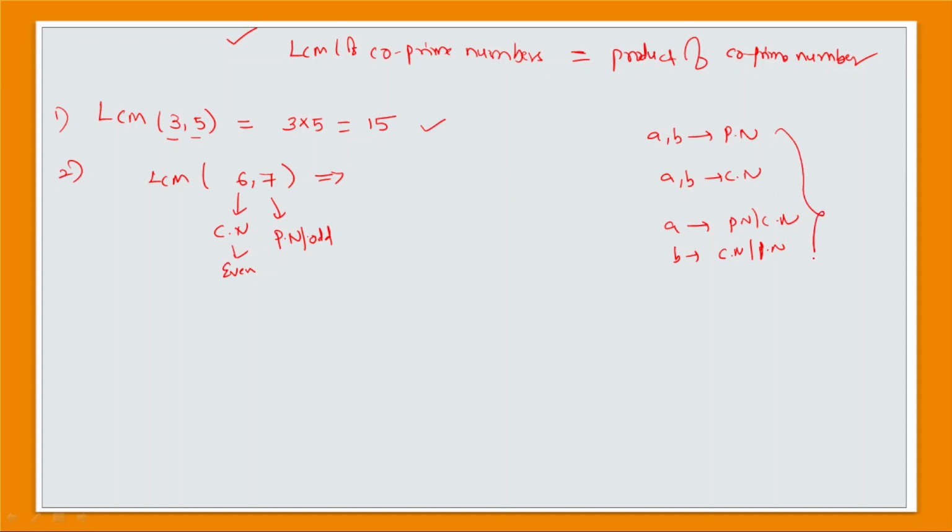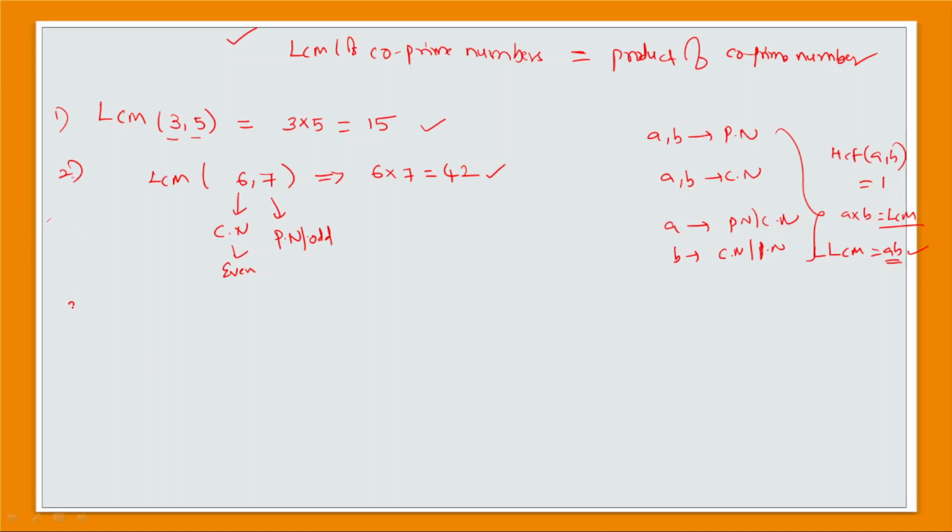In all these cases we'll get the HCF of A comma B as only one. So in that case we simply multiply the values in order to get the LCM. The LCM will be simply the product of those two numbers. So here also we get the same result: 6 into 7, 6 sevens are 42. So the LCM of 6 comma 7 will be 42.